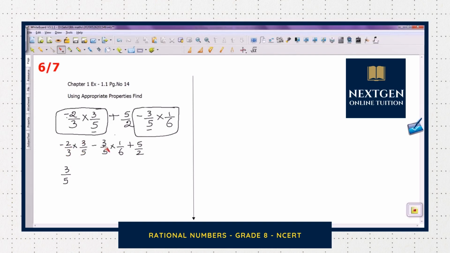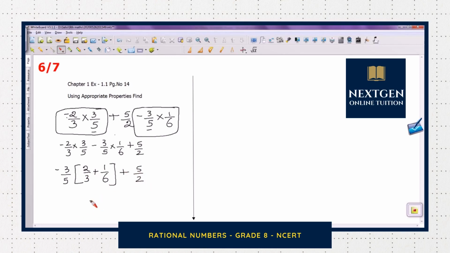Now the remaining fraction is 2 by 3. Here what do I have? 1 by 6. Already I have taken minus, so here I put the sign plus. If I put minus here, it will change this value. Minus into minus is plus here. It should not change, so I put plus here. Plus 5 by 2. Now I take the LCM for this enclosed fraction.